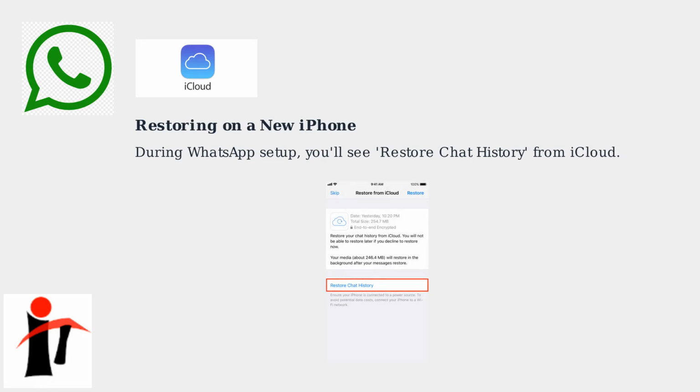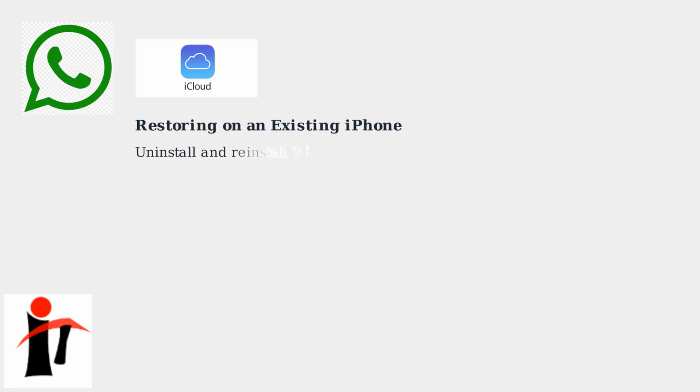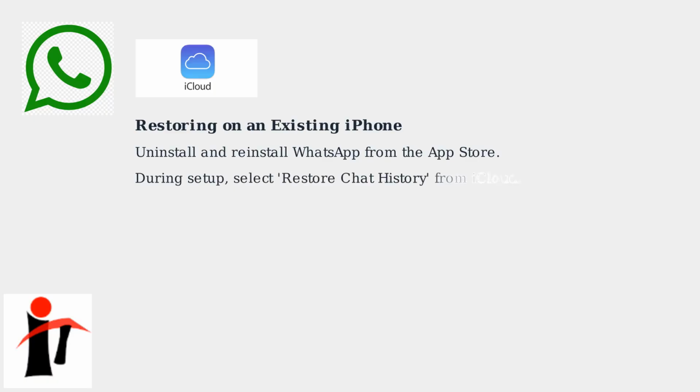If setting up WhatsApp on a new iPhone, you'll be prompted to restore chat history from iCloud during the initial setup process. If you're already using WhatsApp on your iPhone, you'll need to uninstall and reinstall the app. During the setup process after reinstallation, you'll be given the option to restore from your iCloud backup.